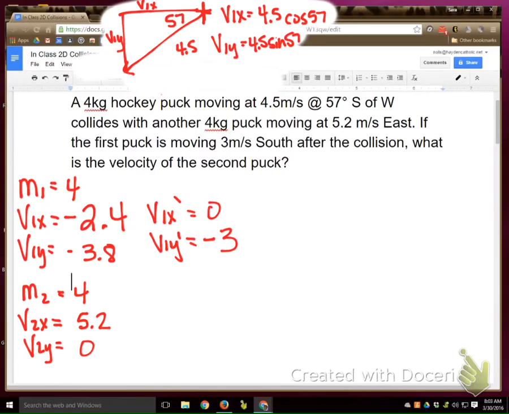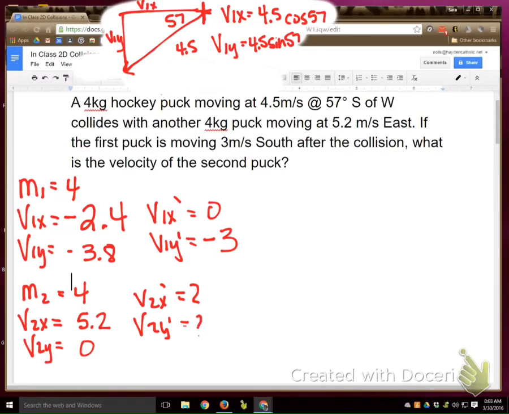We're solving for velocity of the second puck. What does velocity have to include? Two things. Magnitude and direction. So when we're solving for velocity here, we've got to find the speed and we have to find the angle at which it's moving. We have to include that in our answer. So we know V sub 2x prime, that's what we're solving for, and V sub 2y prime is what we're solving for.